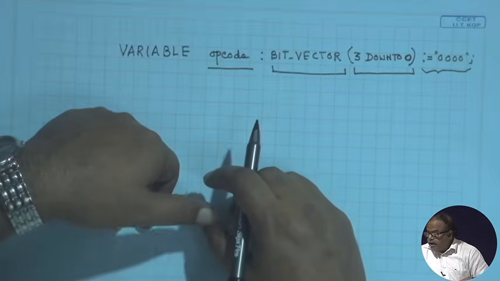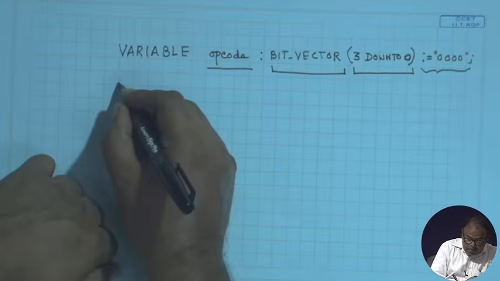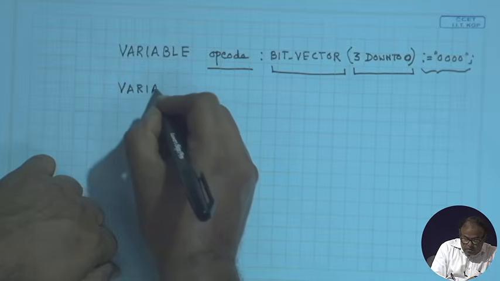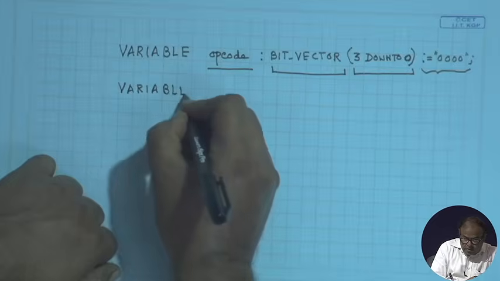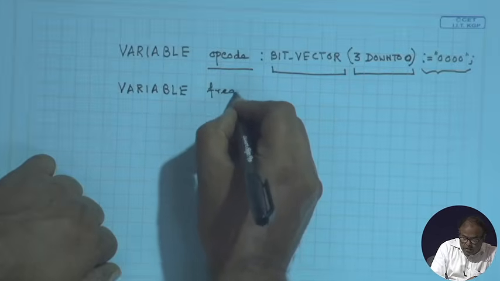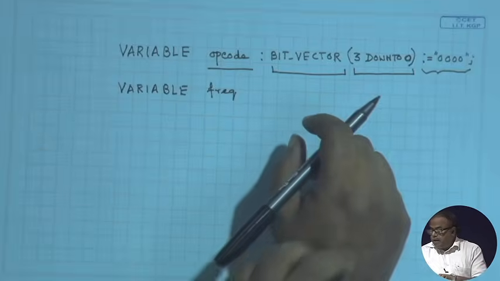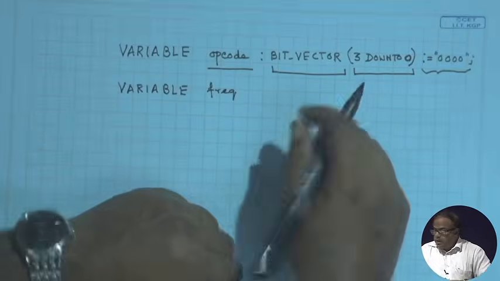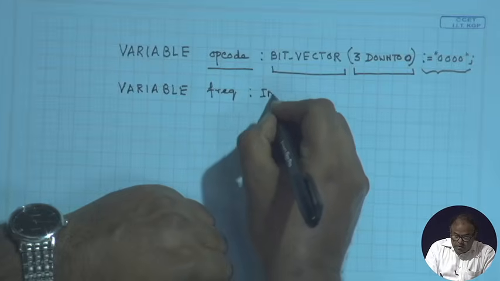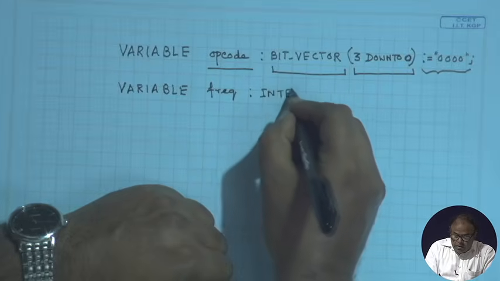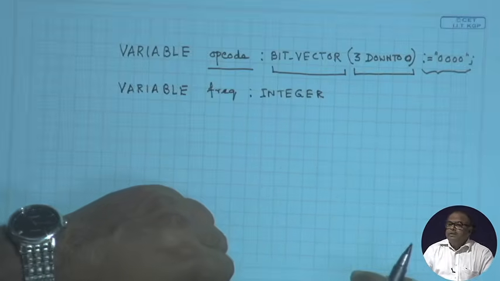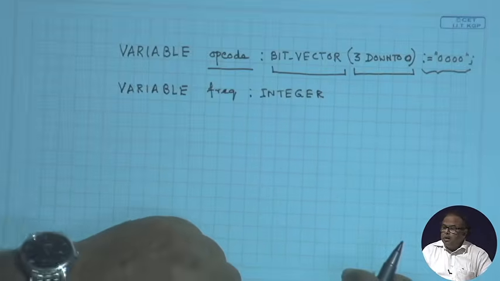Similarly, let us define another one, a simpler variable, frequency. I give the name FREQ to frequency and it is of type integer, and I decide that I will not initialize it. This is also perfectly okay.